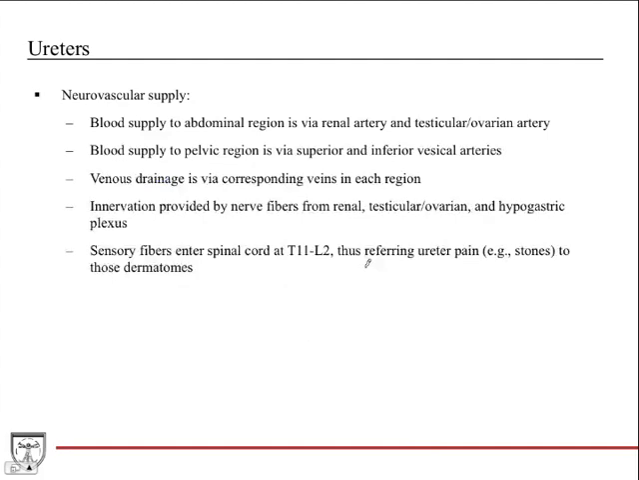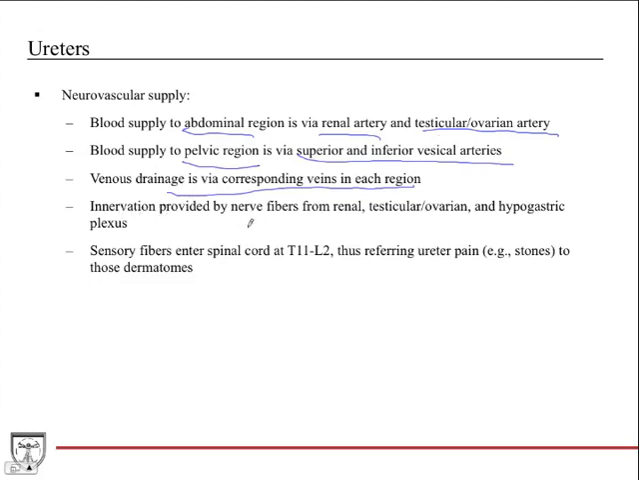The blood supply to the abdominal region of the ureter is via the renal artery. So you have branches off the renal and the testicular or ovarian artery, depending on which gender it is. Branches from those arteries will supply the abdominal region. The blood supply in the pelvic region is via the superior and inferior vesical arteries. So you have smaller branches off these arteries in the pelvis that supply the ureter. The venous drainage is just veins corresponding to the artery in each region.